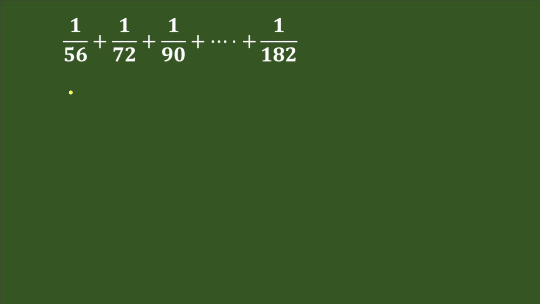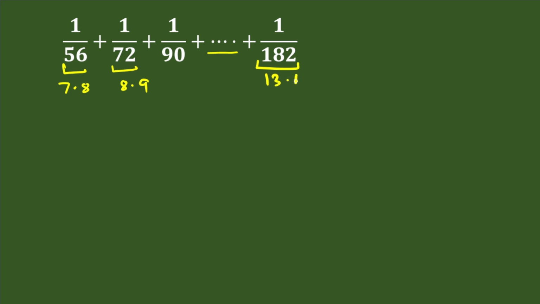So here it is in the form of multiplication again, and we do not know how many numbers are in between. So we'll use the concept method. We'll write 56 as 7 multiplied by 8, and 72 as 8 multiplied by 9, and the last term here, the denominator is 182, which is the multiplication of 13 and 14.